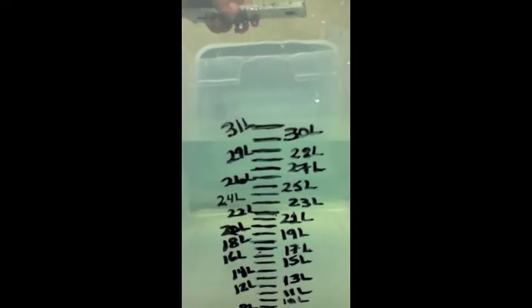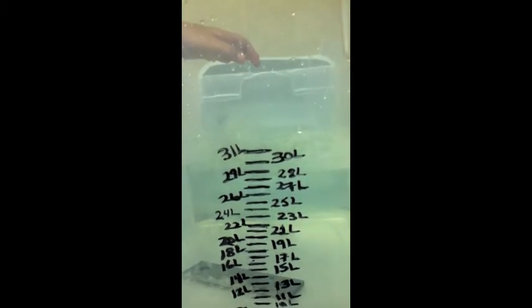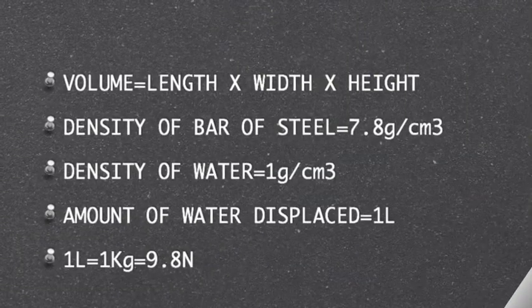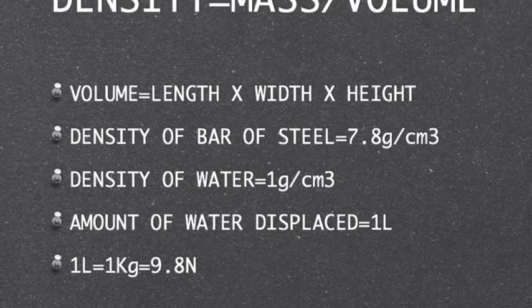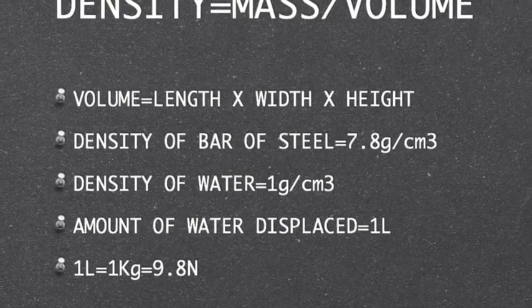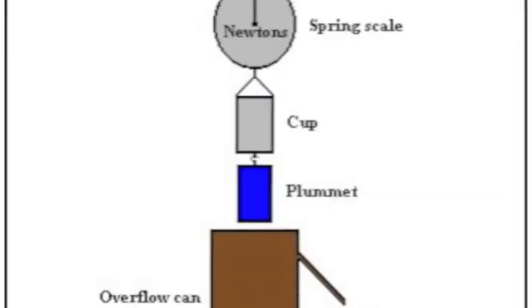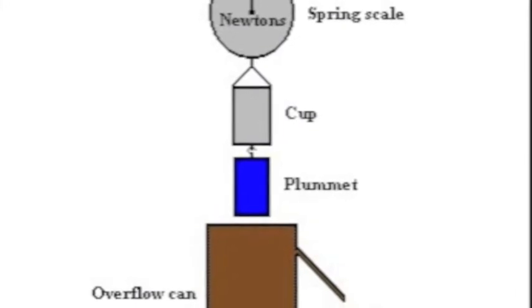For our demonstration, we'll take a container with water in it, filled to 30 liters. As we drop the bar of steel in the water, we'll see water being displaced. The amount of water displaced is equal to 1 liter. 1 liter is equal to 1 kilogram, which is also equal to 9.8 newtons. This graph demonstrates newtons.